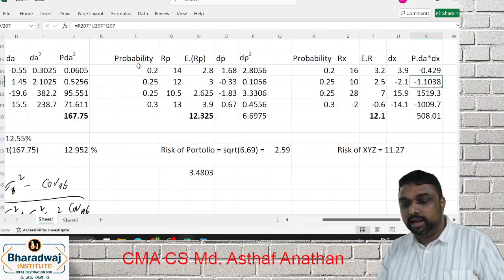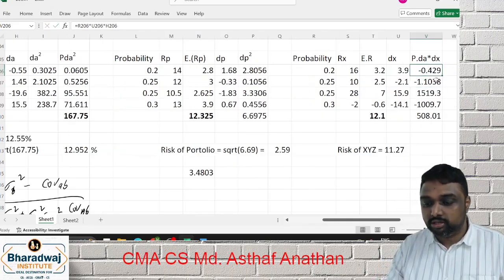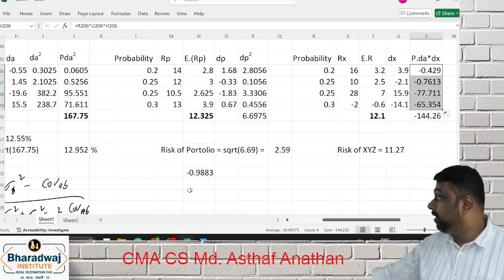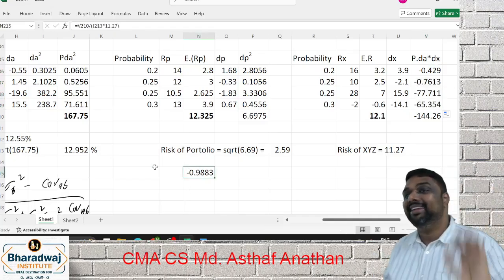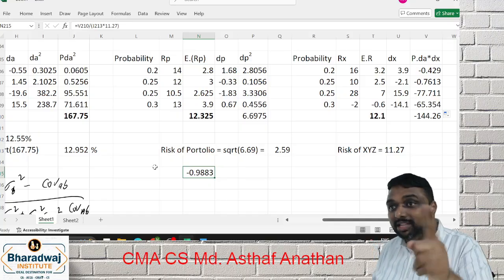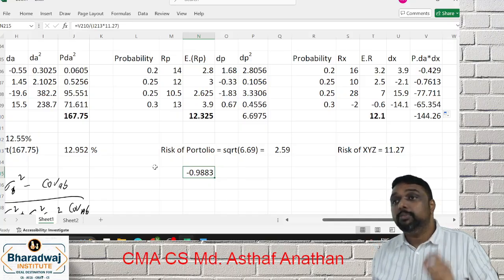So I am just putting enter. Now I am scrolling down. This variance will change to 144. See, now I am getting this answer correctly. What am I getting? 0.988. Is it coming within +1 to -1? Yes.